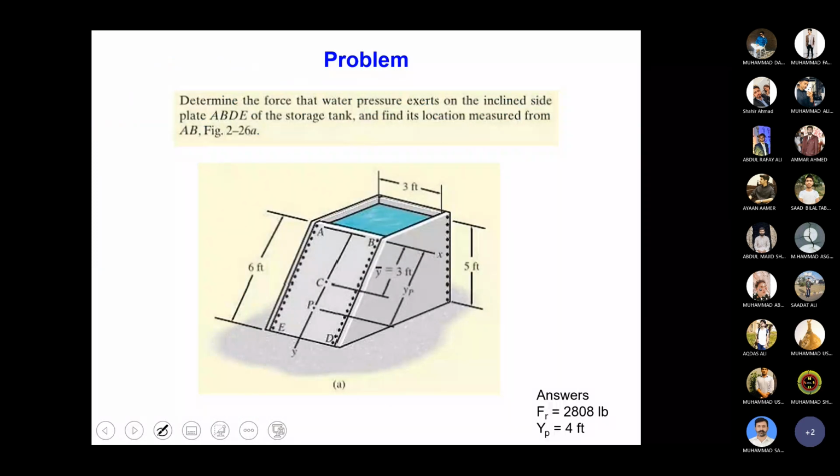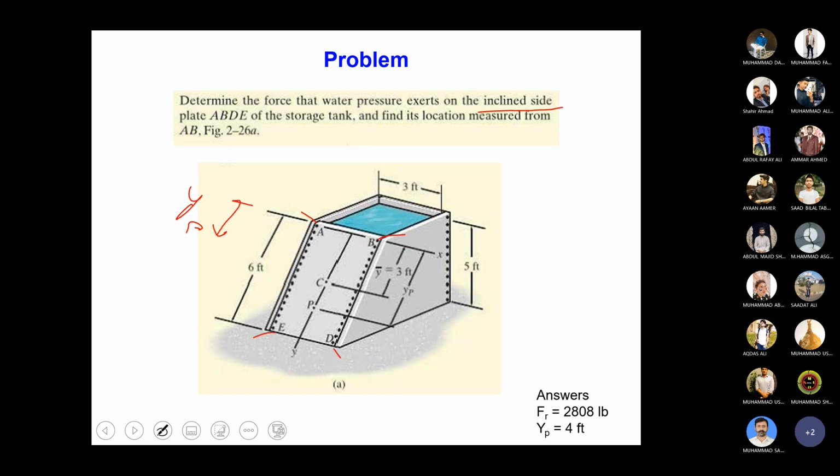So we will solve this problem. Determine the force that the water pressure exerts on the inclined side plate ABDE of the storage tank, and find its location measured from the plane AB. From here we need to find, say, y_p.